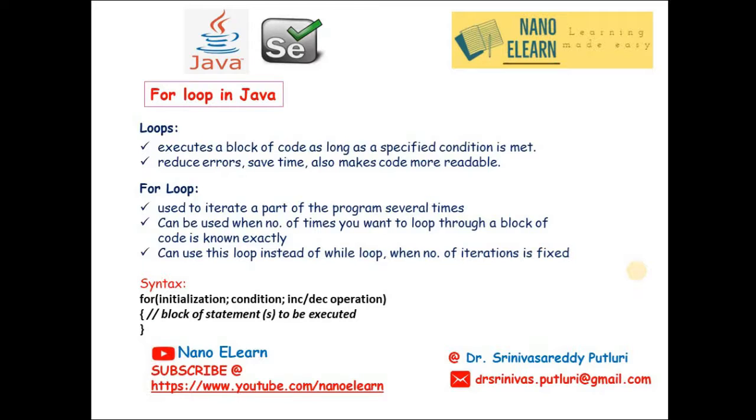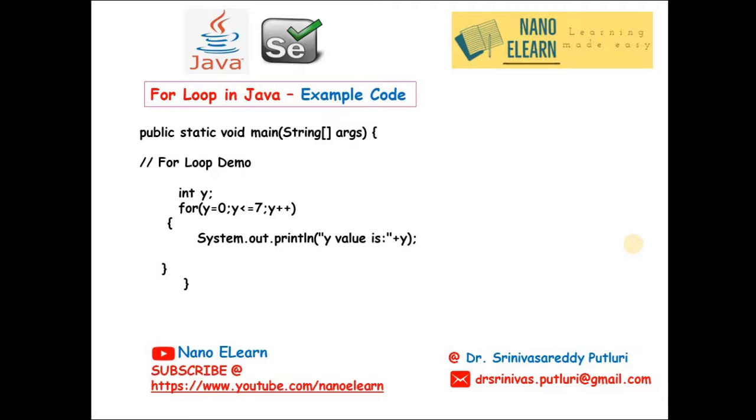The syntax will look like this: for, initialization parameter, condition, followed by increment or decrement operation, followed by a block of statements to be executed. This is how this works. This is how the example code can be written in case of for loop in Java.